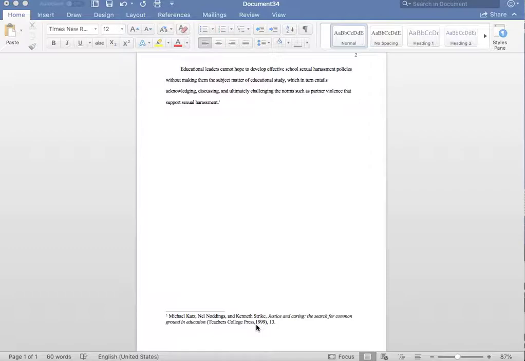Next, please insert one comma, followed by one space. You now insert the page number in which you found the information. Please insert one period after the page number. This footnote is now in proper Chicago-style format.